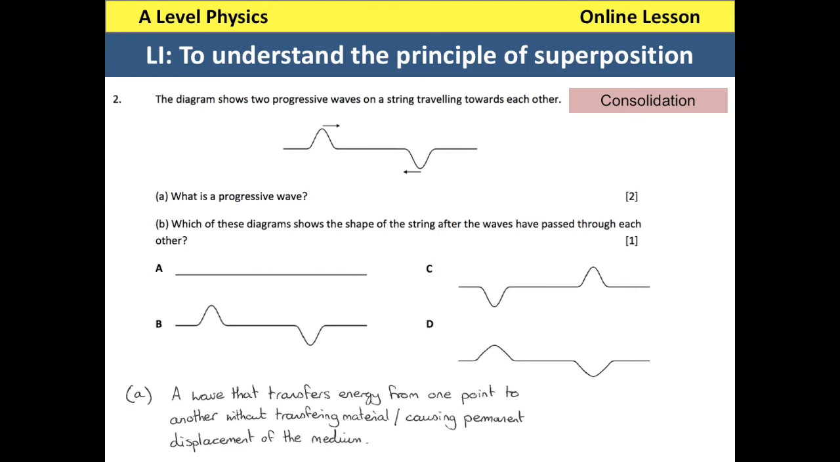Part B. Which of these diagrams shows the shape of the string after the waves have passed through each other? Well, we know that superposition is going to occur when they do pass over each other, and they'll actually destructively interfere with each other to give a flat line. So at the instant that they do touch, those 2 waves, you'd end up with part A. However, it was after they've passed through each other. Now, after they've passed through each other, they just continue on as normal. So in other words, this negative wave here will continue along, this positive wave here will continue along. So the correct option is option C.